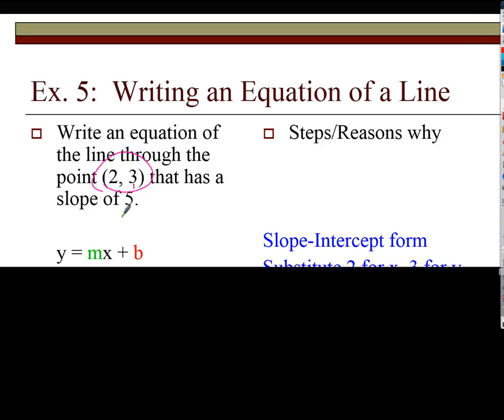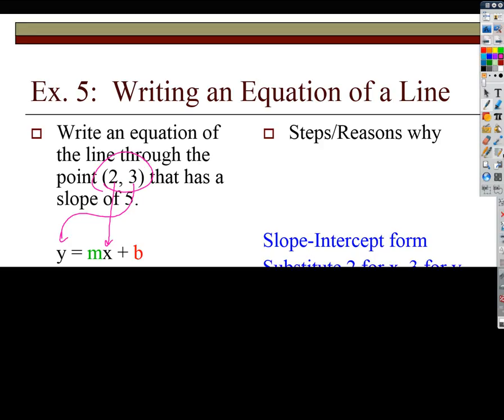But to find B, the fact that we know a point is very useful. We can plug in 3 for y and 2 for x, and if I plug in numbers for x and y and m, the only unknown is going to be B, and so I can just solve for it, just isolate B to get the other part of the equation, right? That's it.